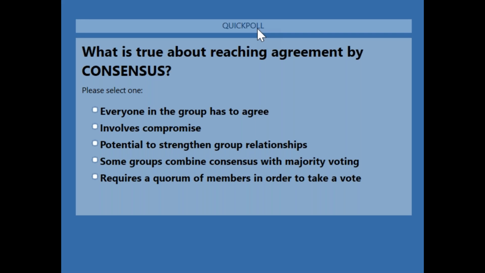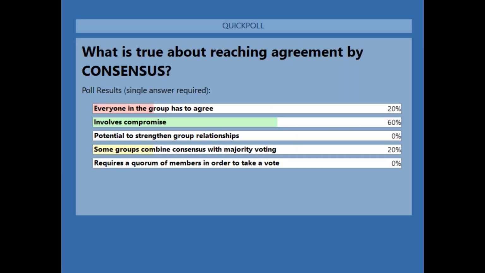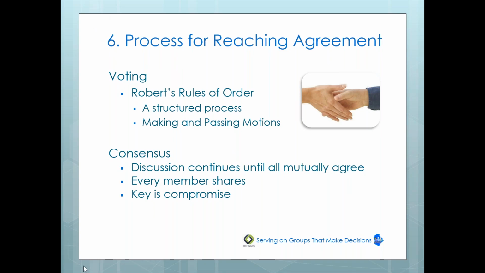All right, I'm going to share this out now, and you can see how the vote went. Actually, every one of these really is true about reaching agreement by consensus, except the last one. The last one, which is taking a vote, would be a no. So I'm going to hide that. All right.